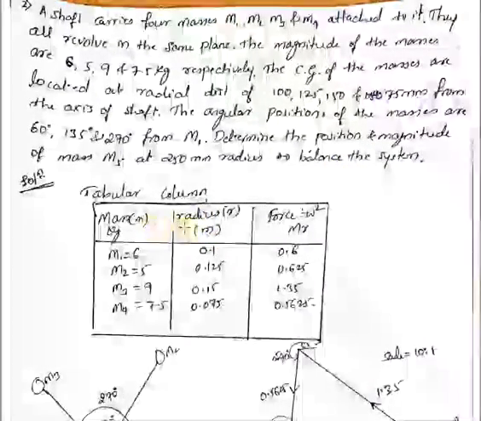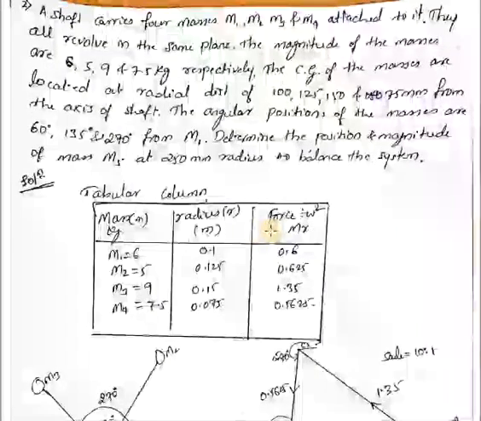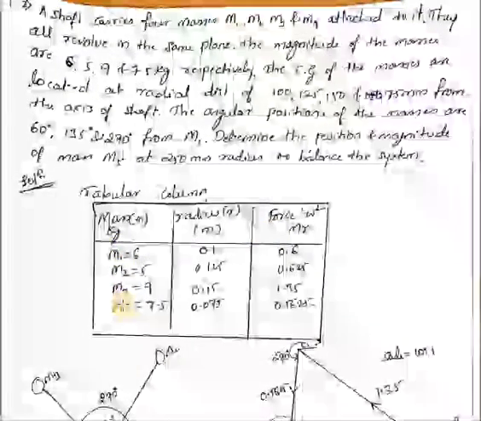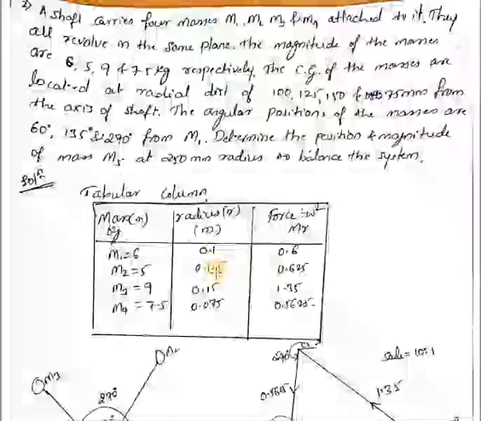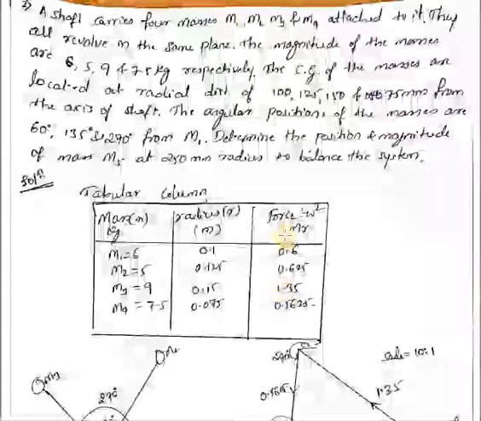First column mass, radius and force. So you know 4 masses M1, M2, M3, M4. Radius he has given and force is nothing but M into R. That product you have to write.